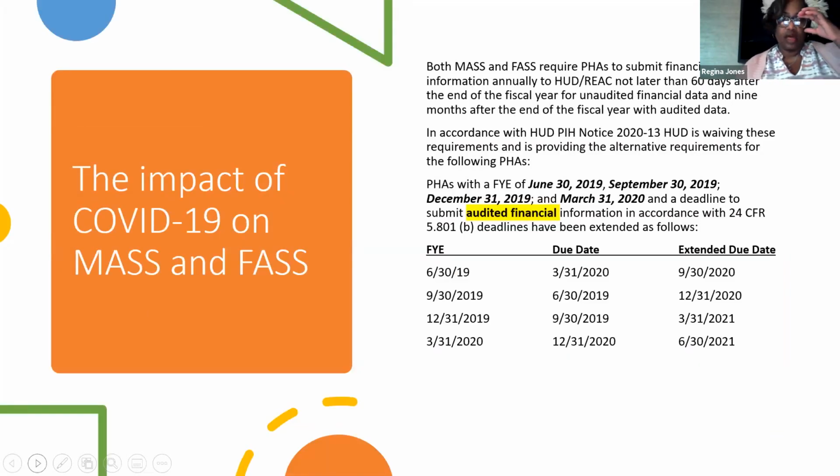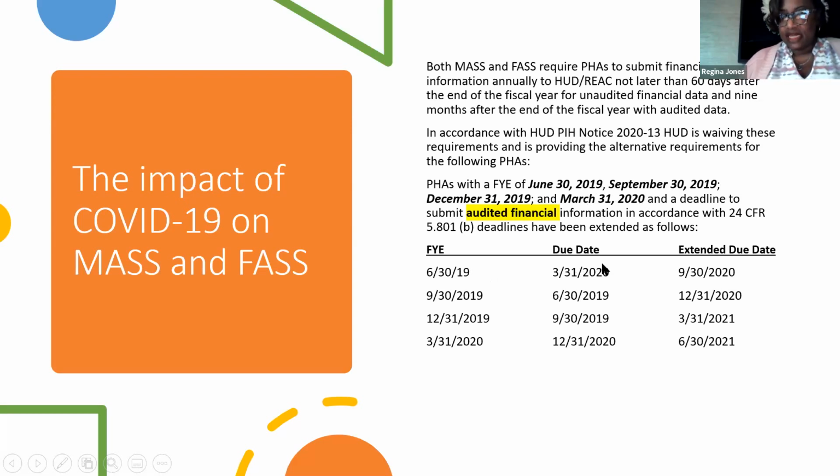The impact of COVID on both MASS and FASS. Both MASS and FASS require the PHAs to submit financial information annually, as we've talked about, to HUD and REAC. What's important here is that there have been some extended due dates for the submission of your audited financial reports. PHAs with a fiscal year end of June 30, 2019, September 30, 2019, December 31st, 2019, and March 31st, 2020.